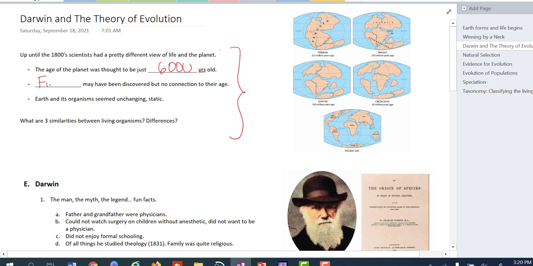And although fossils had been discovered and seen, there wasn't really much connection with respect to their age, like what we were talking about when we talked about Earth and how life begins, right? And for the most part, scientists believed that the organisms and the Earth itself remained unchanging, just this static environment. We have what we have, and this is it since all time past and all time to come.